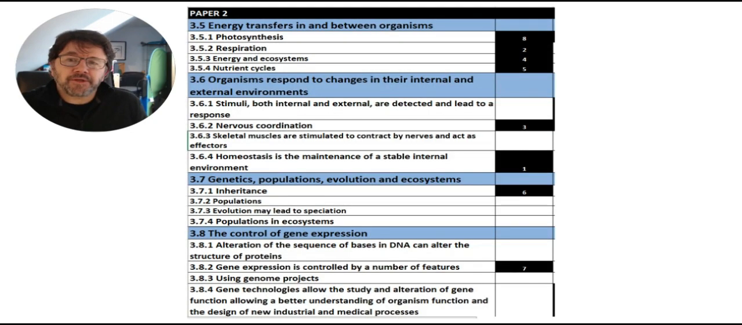Right, on to paper two. You can see there was quite a strong emphasis on energy transfers and also homeostasis, particularly homeostasis and the nerves, and inheritance and gene expression. I would say a really good unit area to practice is 3.7 and 3.8. The control of gene expression, there was hardly anything on there.